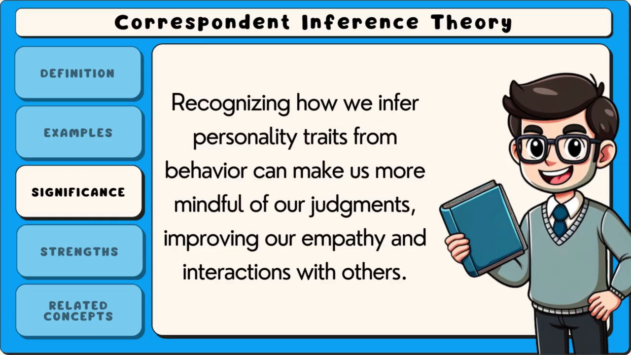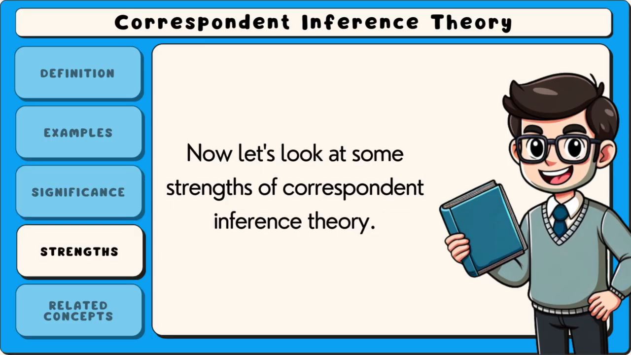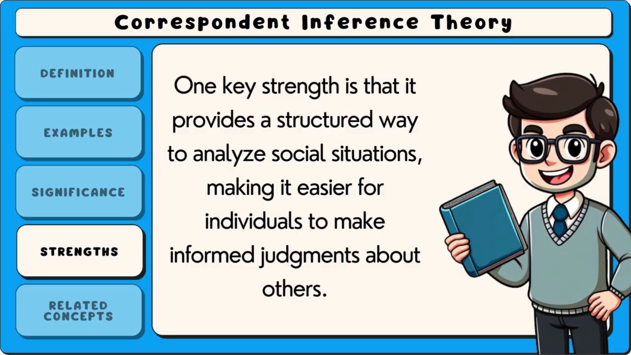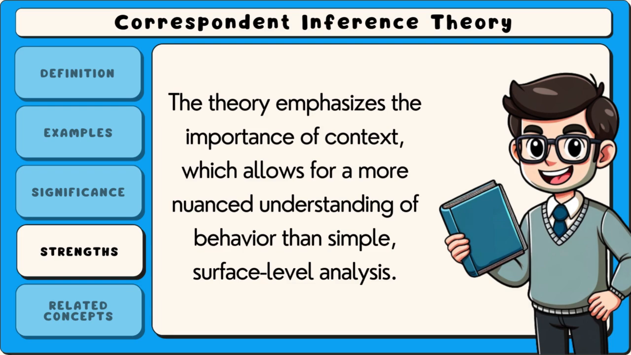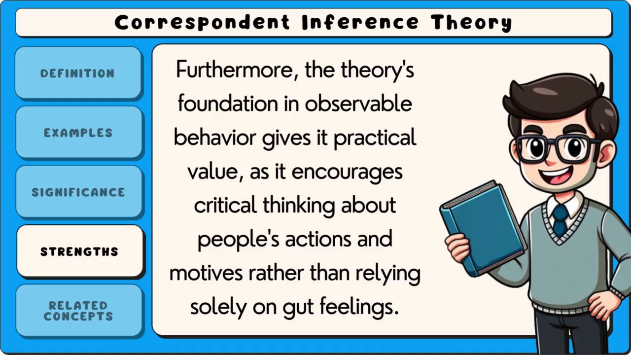Now let's look at some strengths of correspondent inference theory. One key strength is that it provides a structured way to analyse social situations, making it easier for individuals to make informed judgments about others. The theory emphasises the importance of context, which allows for a more nuanced understanding of behaviour than simple surface-level analysis. Furthermore, the theory's foundation in observable behaviour gives it practical value, as it encourages critical thinking about people's actions and motives rather than relying solely on gut feelings.